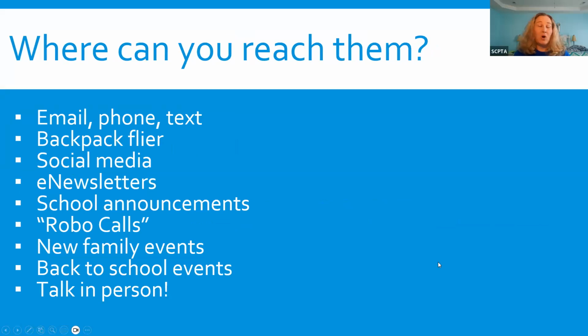Where can you reach them? There's a whole plethora of places that you can reach members and ways to communicate: email, phone, text, backpack flyers, social media, newsletters, school announcements, robocalls or all calls, and family events that your school hosts. If your principal will allow you to have a table at school events, that is an opportunity best used. It's a wonderful place to start. Back to school events, and just talk in person.